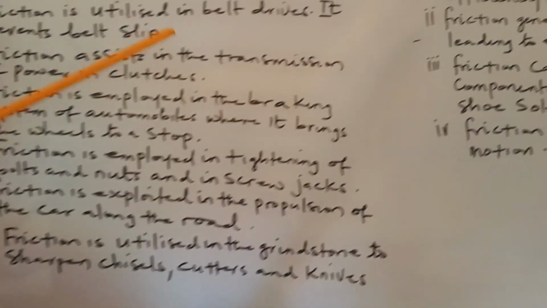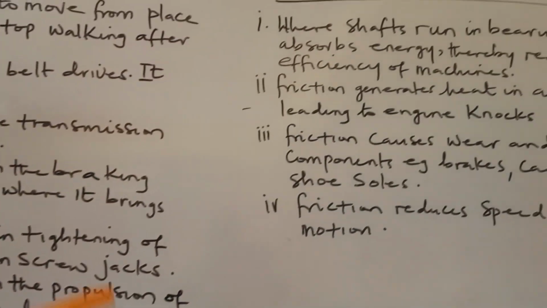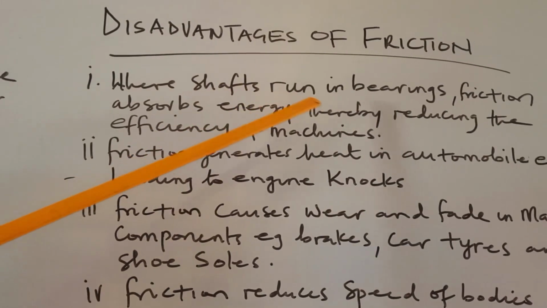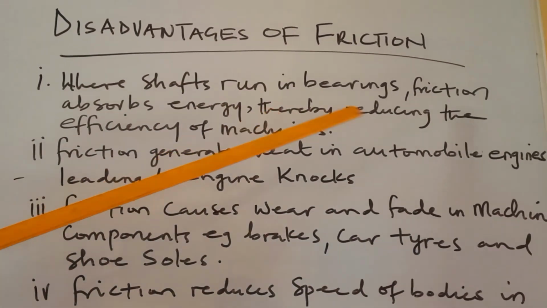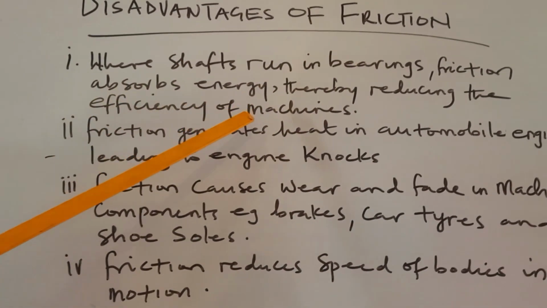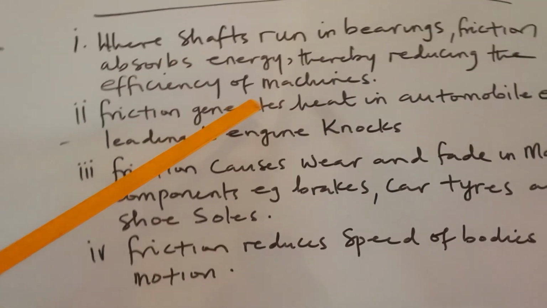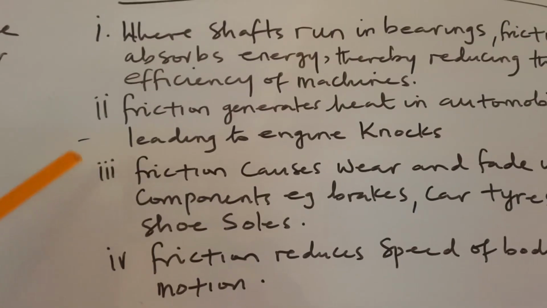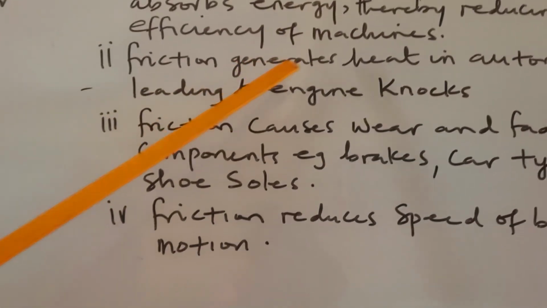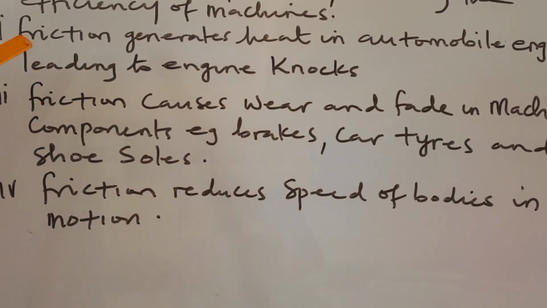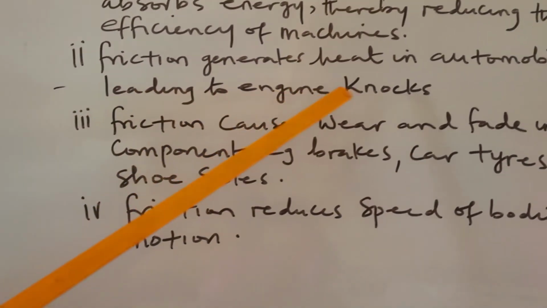Next, we go to the disadvantages of friction. One, where shafts run in bearings, friction absorbs energy, thereby reducing the efficiency of machines. Two, friction generates heat in automobile engines, leading to engine knocks.